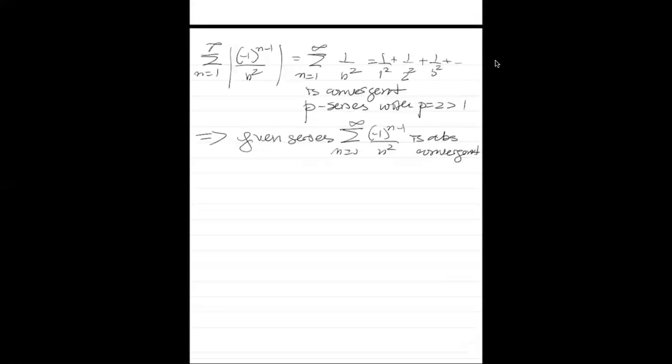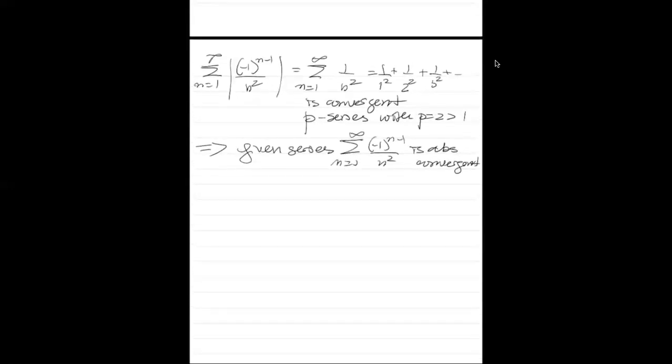Okay, therefore, the given series, which was sigma negative 1 to the n minus 1 over n squared, is absolutely convergent. So we took the series with the absolute value and we showed that that is convergent because it's a p-series with p greater than 1. Then the given series is called absolutely convergent. The reason is because this series with the absolute value was convergent.